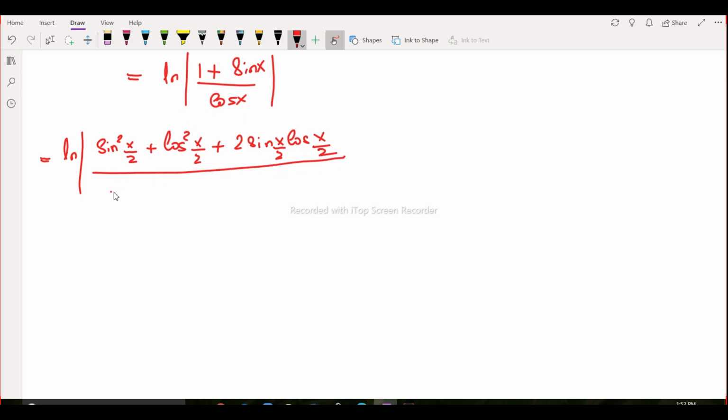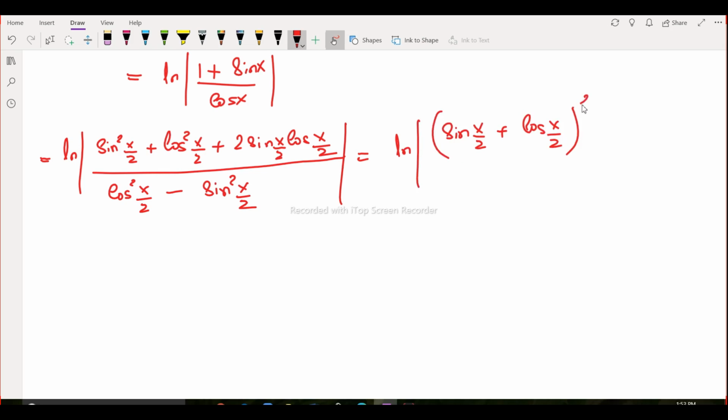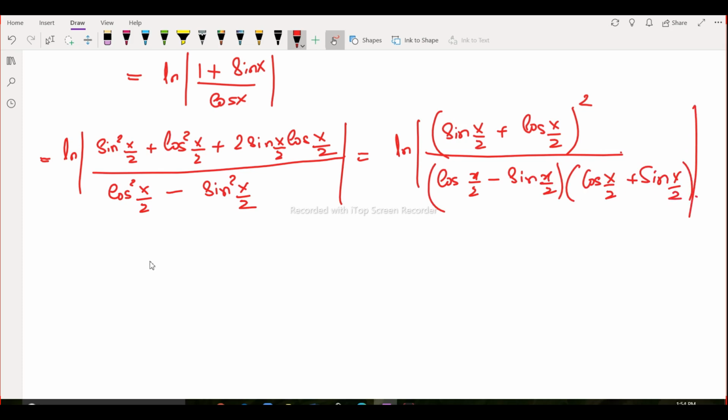And now cos x is cos²(x/2) − sin²(x/2), right? Now if you observe this, this is actually (sin(x/2) + cos(x/2)) the whole square. And in the denominator, it's a² − b² = (a − b)(a + b). So I can write this as (cos(x/2) − sin(x/2)) into (cos(x/2) + sin(x/2)). So a little boring, but that's the method. And later on you can just remember the formula if you want. So see, this one term will get cancelled, so you're left with this.